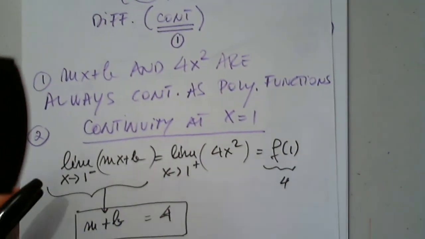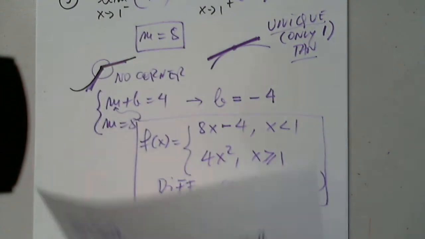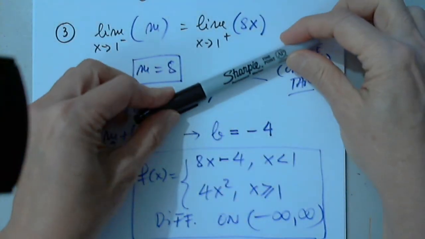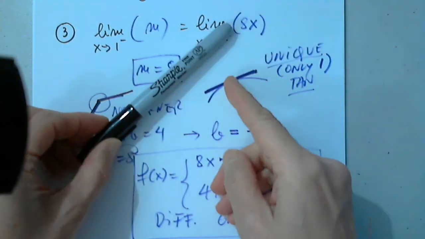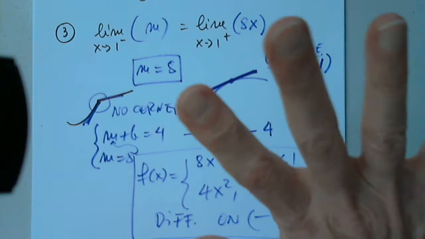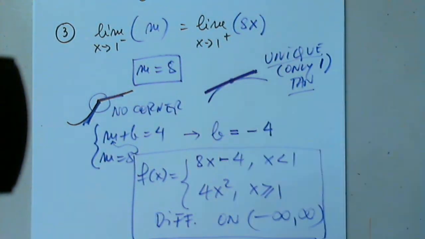Showing continuity, the limit from the left must equal the limit from the right, must equal the function value. Differentiability is something else. A function is differentiable if it has only one tangent. To the right of the point, the slope is 5. To the left of the point, the slope is 5. It means that there is one tangent, which means the function is differentiable there.